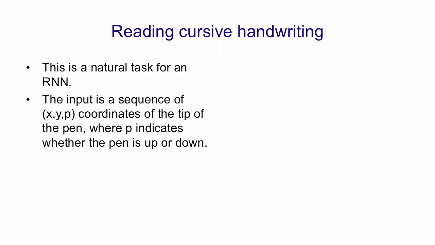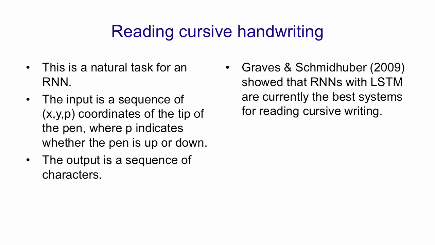Now let's look at a task that a recurrent neural network with long short-term memory is very good at. It's a very natural task for a recurrent neural network: reading cursive handwriting. The input is just a sequence of the x and y coordinates of the tip of the pen, plus some information about whether the pen is on the paper or not. The output is going to be a sequence of recognized characters. Graves and Schmidhuber in 2009 showed that recurrent neural networks with long short-term memory are extremely good at this task.